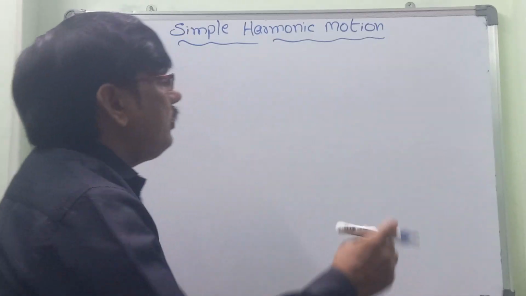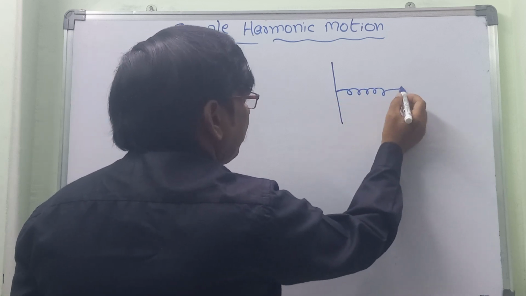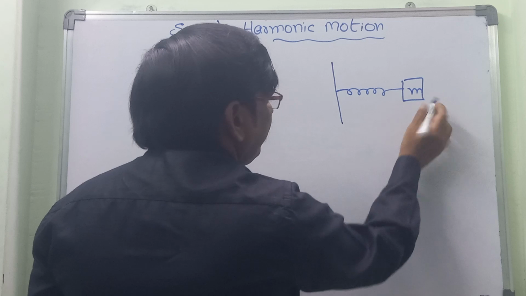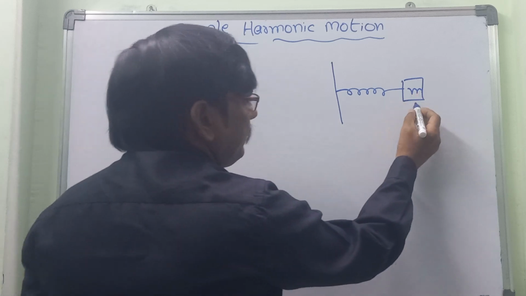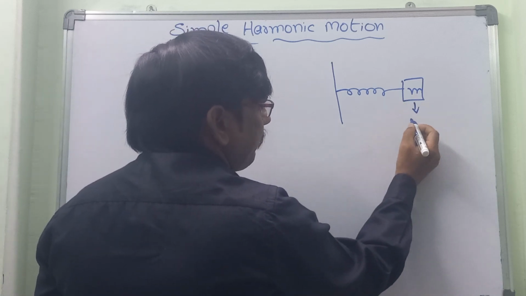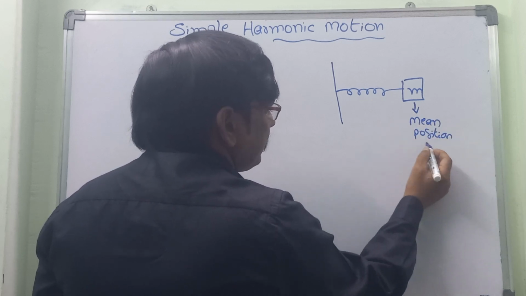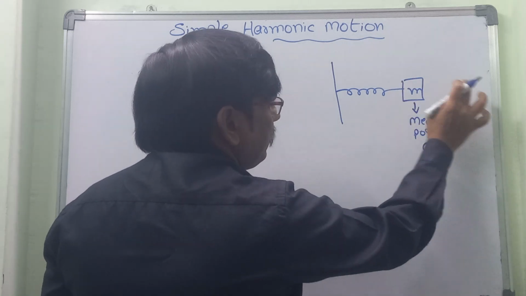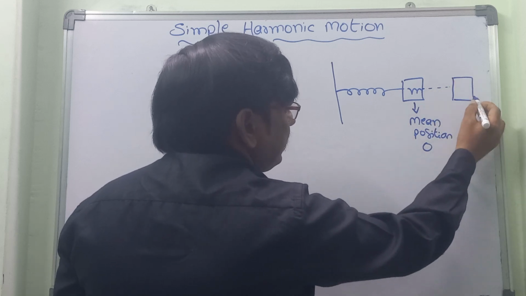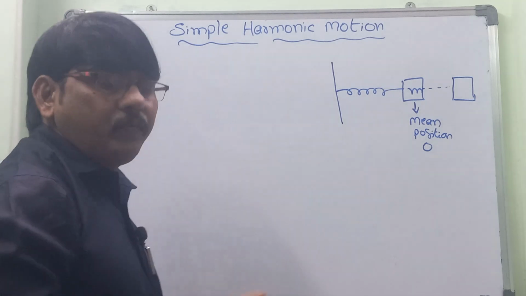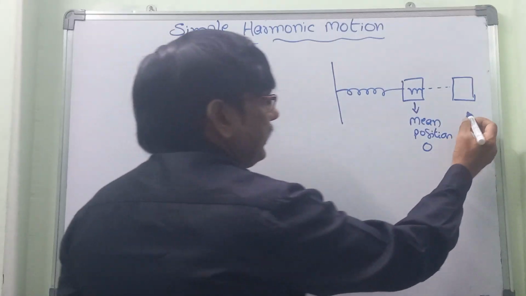For example, let us take a spring. The spring is connected to a mass m. At present the block is in the rest position. At this position we call it the mean position, which is generally represented with the letter O. When we apply force, the spring will extend till here, reaching the maximum displacement. The maximum distance it can stretch is what we call the amplitude.